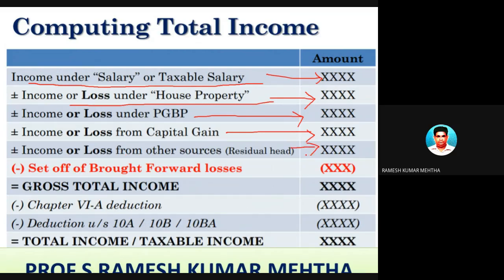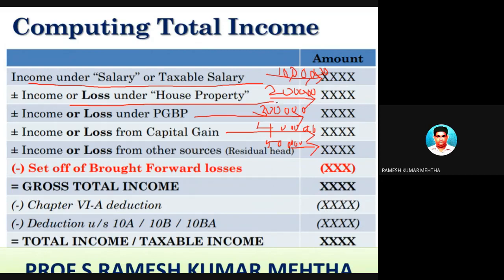For example, you have a taxable salary income of 10 lakh rupees. Number two, income from house property of 2 lakh rupees. Profits from business is 3 lakh rupees, capital gains of 4 lakh rupees, and income from other sources of 5 lakh rupees, for example. So you have to total all this.